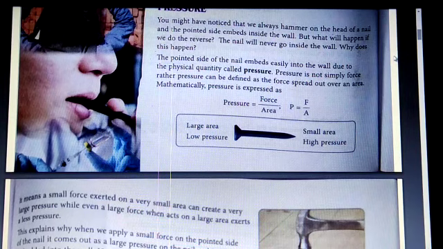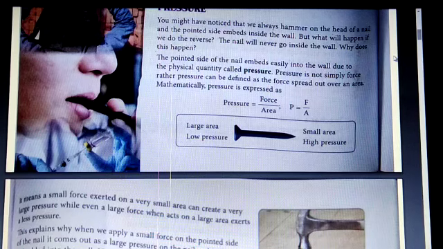We denote pressure as P, force as F, and area as A. So the formula is pressure is equal to force divided by area, that is P is equal to F by A. I hope you will remember the formula of pressure. Again I am repeating: pressure is force applied over an area. So the formula is pressure is equal to force by area, that is P is equal to F by A.